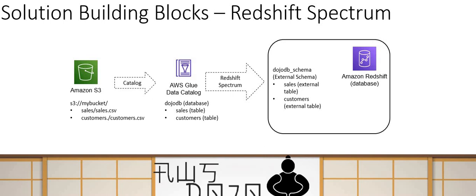But the first building block, and the most important in my opinion, is that you have to use Redshift Spectrum to configure your S3 data as an external schema within the Amazon Redshift database. Okay.